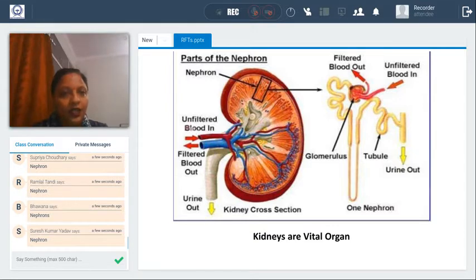You all know, this is unfiltered blood in and this is filtered blood coming out. This is urine output. This is the cross section of kidney, showing one nephron, that is glomerulus, proximal tubule, loop of Henle, distal tubule, and these are collecting tubules.